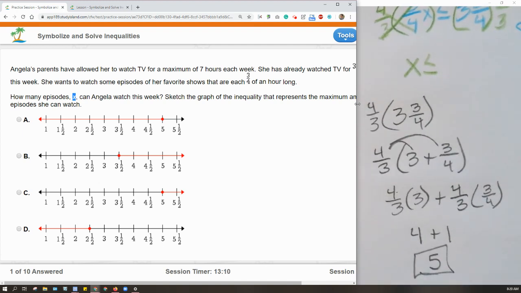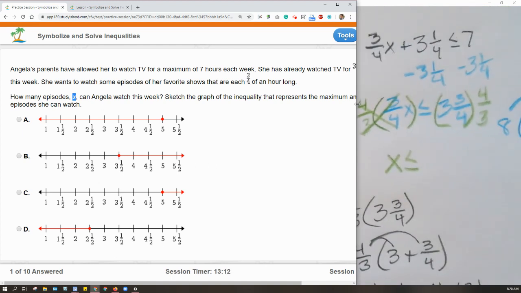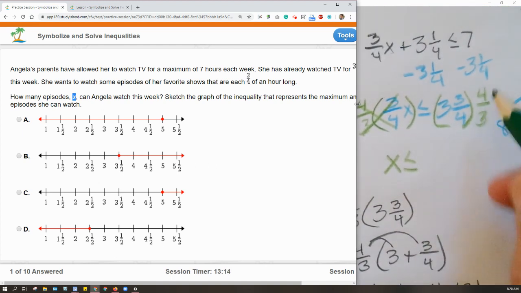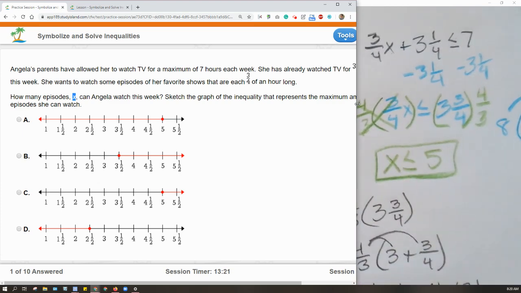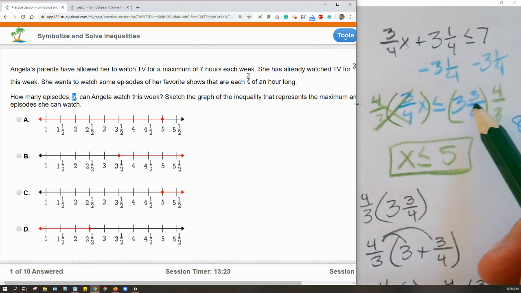So when I go back up here, I do that in my head. I said 3 divided by 3 is 1. 1 times 4 is 4. And then 3/4 times 4/3 is 1. 4 and 1 is 5. So x is less than or equal to 5. So that's how I would multiply that mixed number times that fraction.